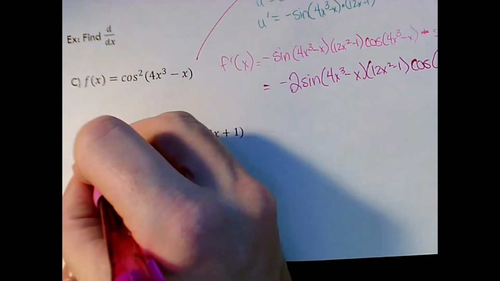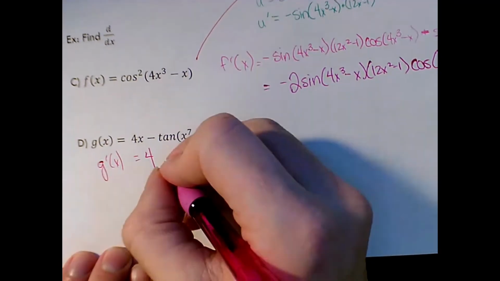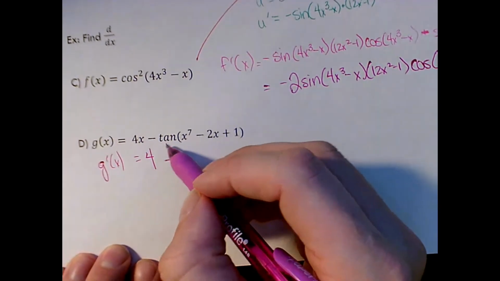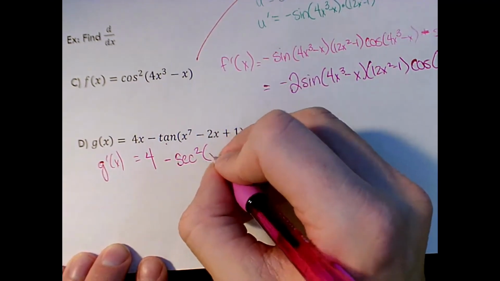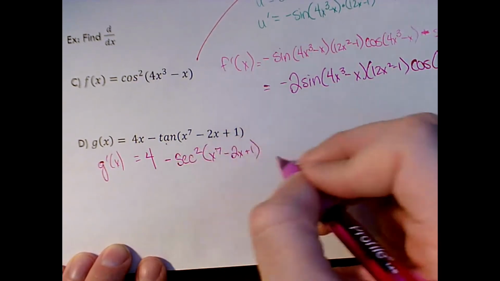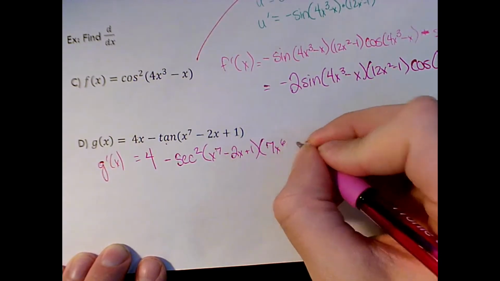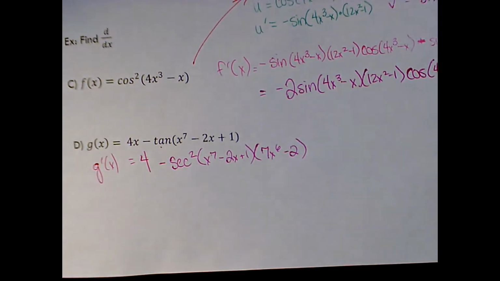All right. G prime. Oh, that just becomes 4. Minus, take the derivative of the outside. So I have tangent and stuff on the inside. So the derivative of tangent is secant squared. Keep the inside, x squared minus 2x plus 1, and multiply this whole thing by the derivative of the inside, which is 7x to the 6th minus 2. And that should do it for that one.